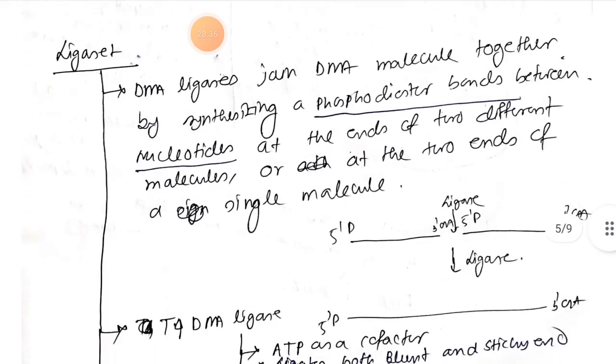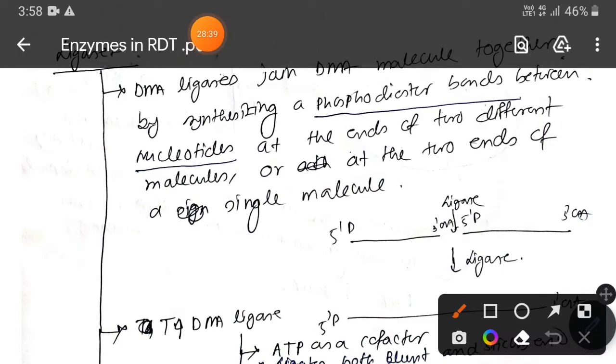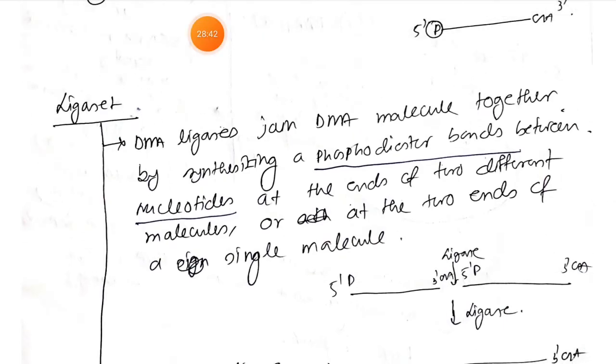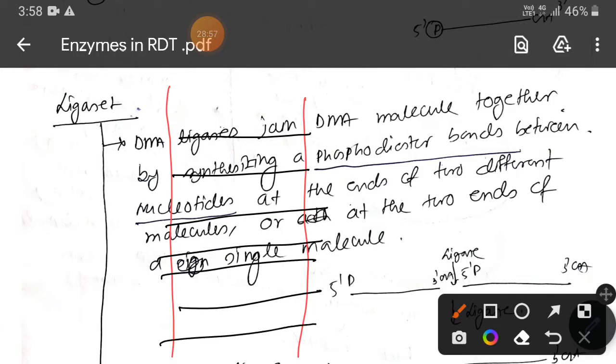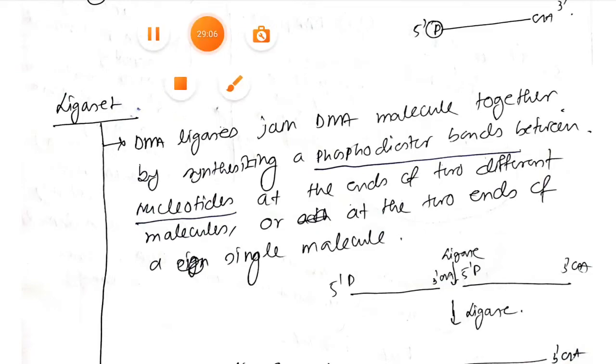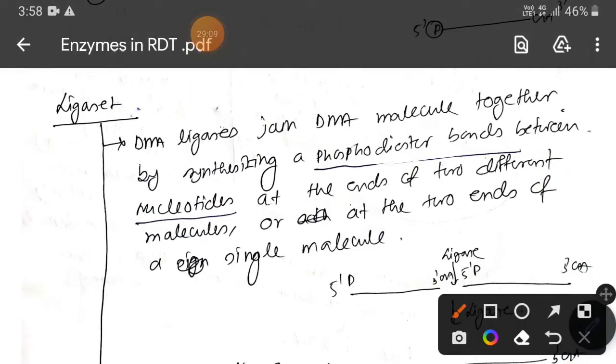So now let's come to the ligase topic. Remember, DNA ligase joins two DNA molecules, right? And we all know there is a phosphodiester backbone present in the double-stranded DNA molecule, and in between them the bases occur as steps, as in a ladder, and these red marked portions are what? Phosphodiester bonds, right? So ligase simply joins two DNA molecules by synthesizing a phosphodiester bond between two nucleotides, at the ends of two different molecules or at the two ends of a single stranded DNA molecule.